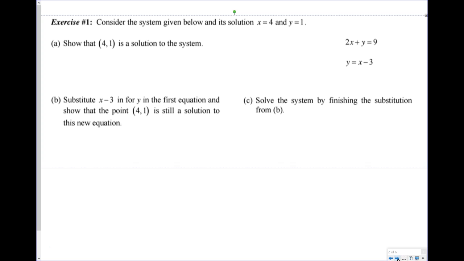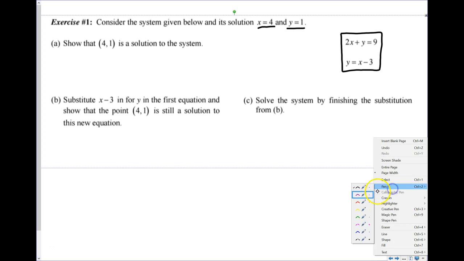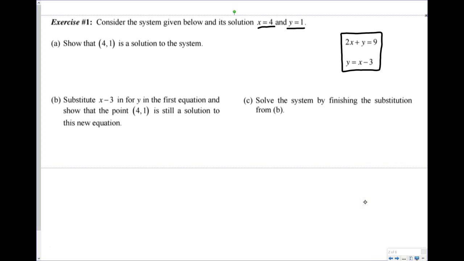Exercise 1. Consider the system given below. It's over here. And its solution is x equals 4 and y equals 1. Part A says, show that (4, 1) is a solution to the system. When this says show, this is another way of saying plug it in. So 4 is my x and 1 is my y. So I'm going to plug these in to each equation and see if it's true.